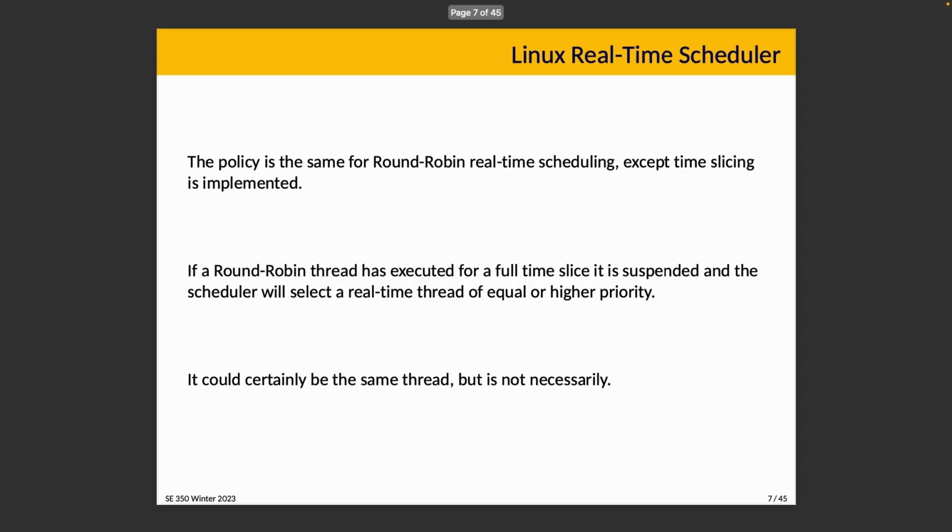Great. The policy is really the same for round robin, except time slicing is implemented. And that just means that there is a timer interrupt that says when we have executed for a certain period of time, the scheduler runs again and it decides what to do. And when that happens, the scheduler will select a real-time thread of equal or higher priority, and it could be the same one. If this is the highest priority thing, it could get selected again, even though it was the one that was just interrupted. That's fine, but it could be another one of equal priority, or if something new has come up in the meantime that is of higher priority, it could certainly be that.